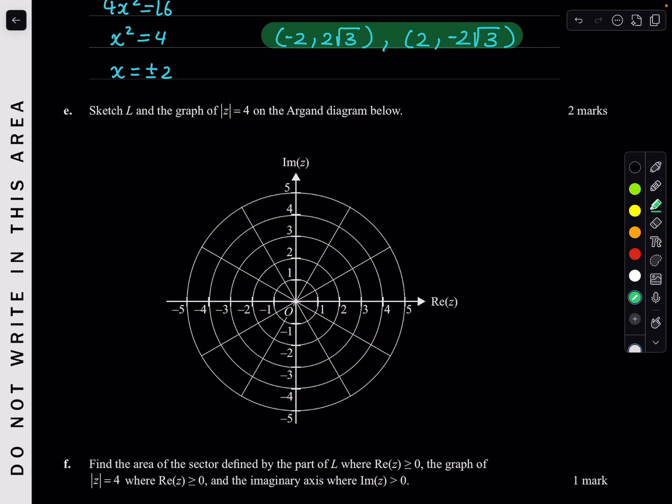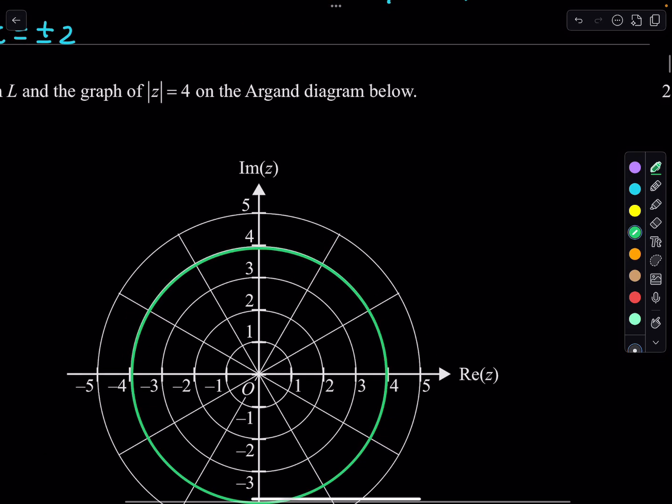Next question. Sketch L and the graph of the circle on the Argand diagram. Really, really easy. So let's sketch the circle. Remember, it has a radius of 4 and starts at the center. Oops, not that. So like this. Why is that actually not right? Come on. Draw it smoother. Alright, so here is a nice circle. Beautiful. And so this here will represent the absolute value of z equals 4.